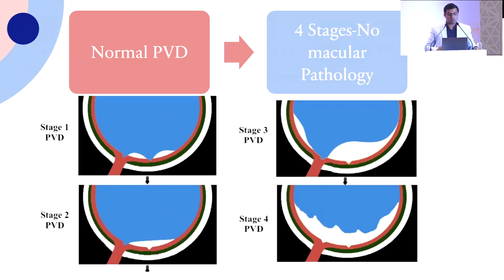Now coming to the normal PVD versus the abnormal PVD, first coming to the normal PVD, there are 4 stages. That is stage 1, you can see here. It's a perifoveal vitreous detachment.